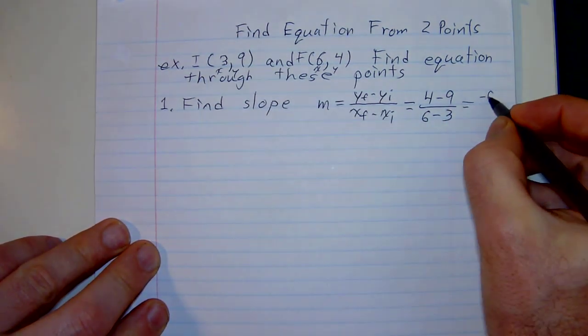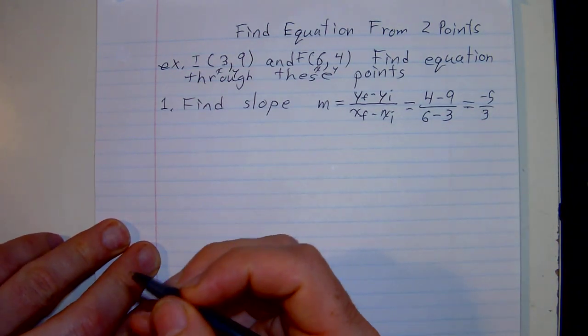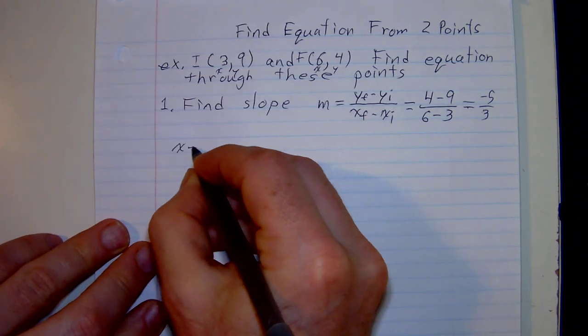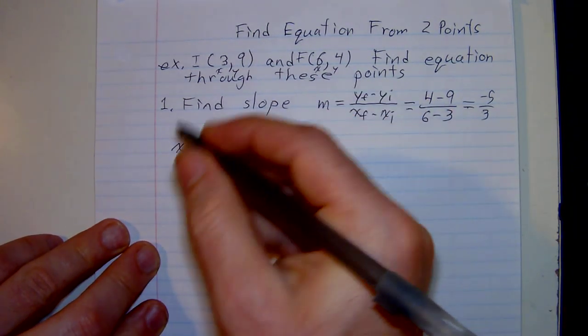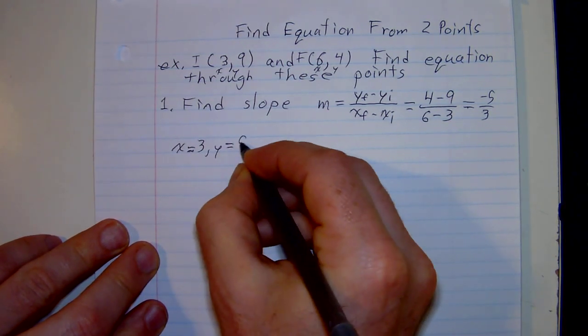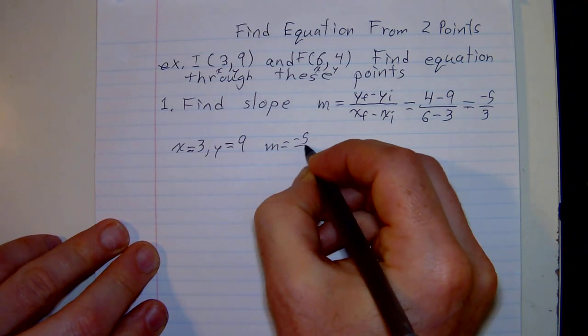4 minus 9 is negative 5. 6 minus 3 is 3. So now we know the slope of our line. And so we know a point. In fact, we know 2 of them, but we're going to pick one. So we'll say x is 3 when y is 9. And we know that the slope is negative 5/3.